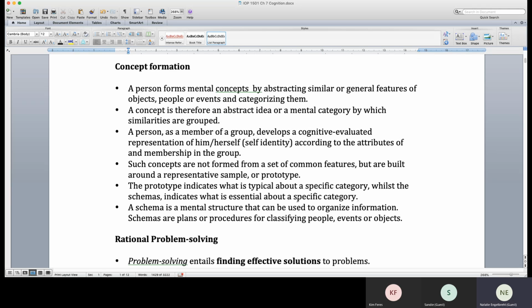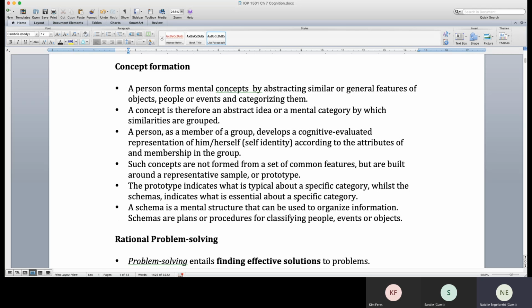And please, you can interrupt at any point if you would like to make a comment, a contribution, or maybe to ask a question. So concept formation says that a person forms mental concepts by abstracting similar or general features of objects, people, or events, and we categorize them. So that is how we know that these are people that I can get along with, these are people that I can't get along with.